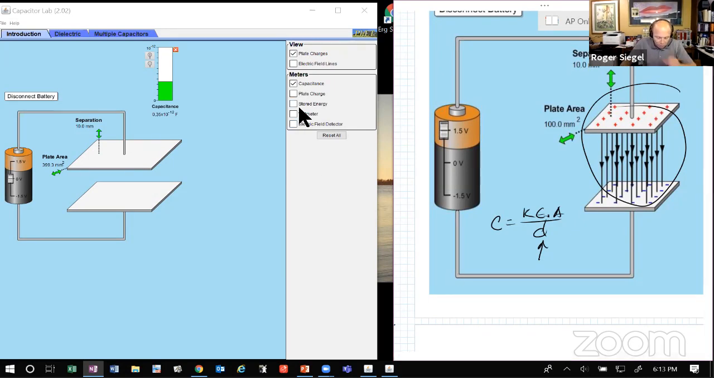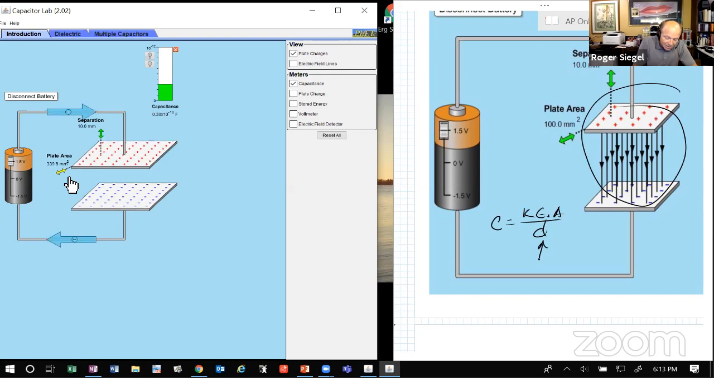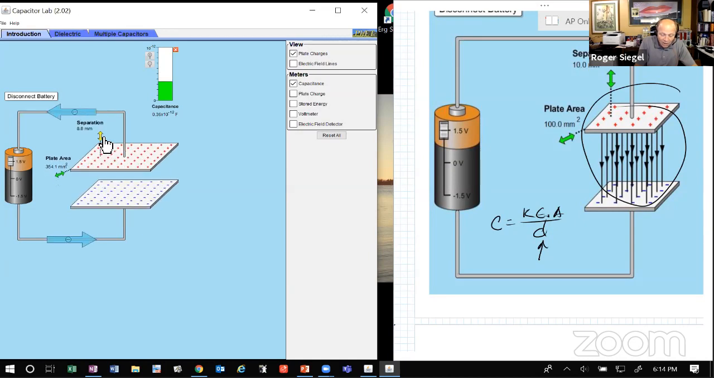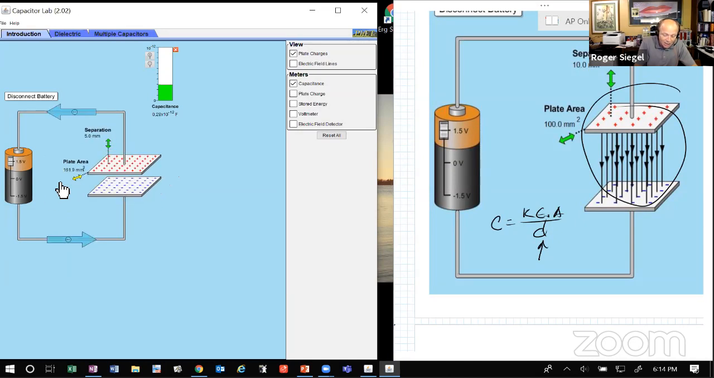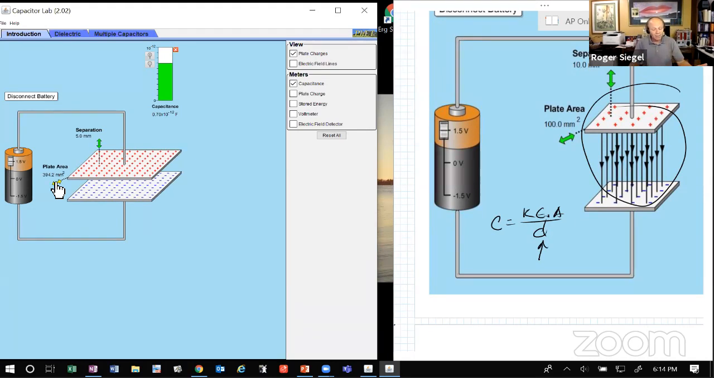If I start to push charges on here like this, I get a positive plate and a negative plate. Vice versa, if I go the other way, I can push charges in this direction. This makes sense. Now, if I change the size or the properties of my capacitor, notice that the charge on it will change. However, what will not change is the voltage because I've got it hooked up to the battery.